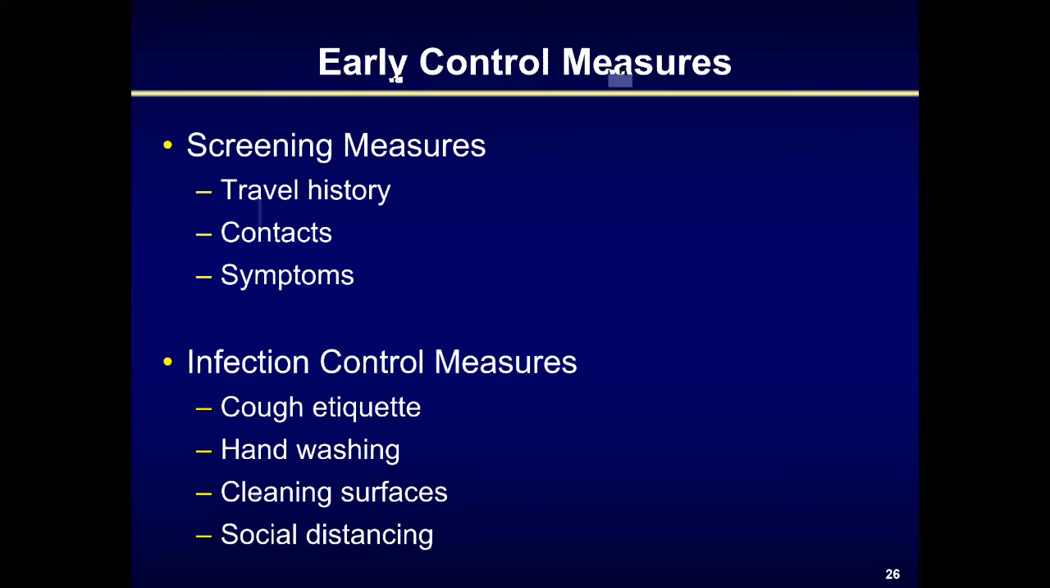So the early control measures involved screening measures like travel history, contacts, and symptoms. And then the infection control measures were some of the ones that I mentioned. And you know, some of these things quickly became no longer useful, like asking a travel history, like have you been to Wuhan or China? Once the virus became endemic everywhere, those questions became sort of pointless. But as I mentioned, there was this concern that airborne spread was occurring.